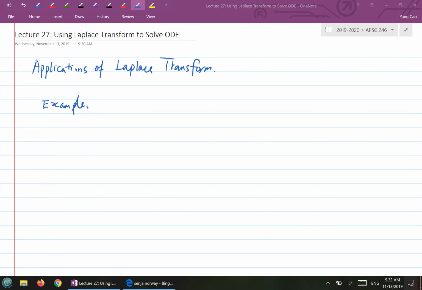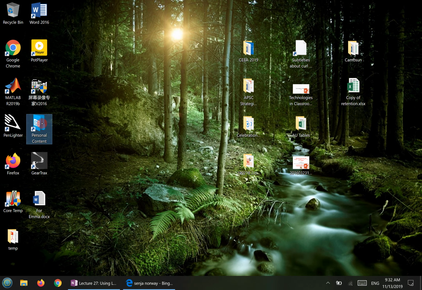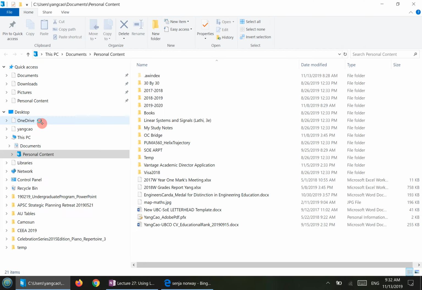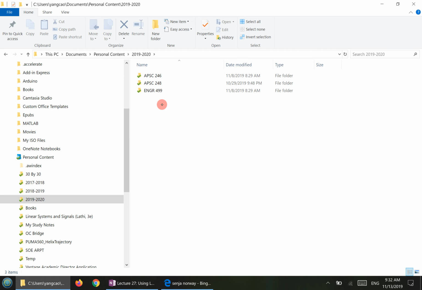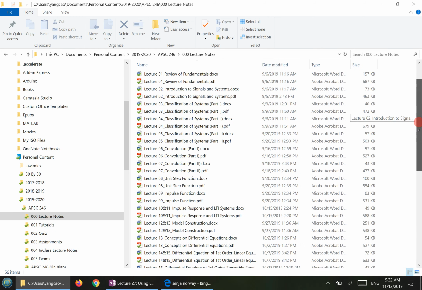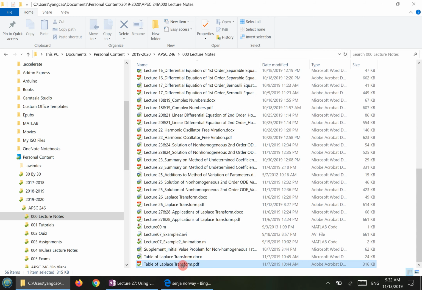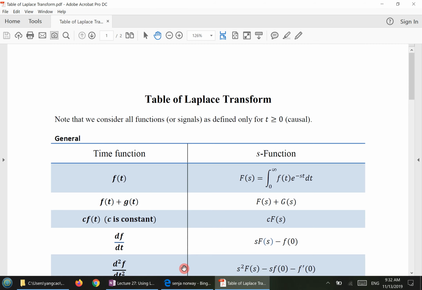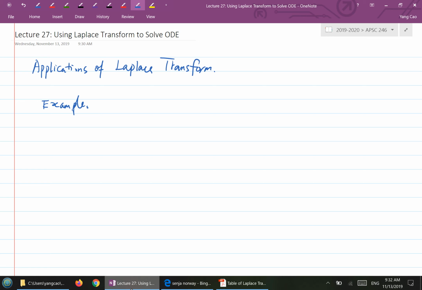Now to use the Laplace transform, you will actually make use of the Laplace table, some of the properties in the Laplace table. So let me open the table here. Okay, so we're going to use this. So let's say we're going to solve this second order non-homogeneous ODE.